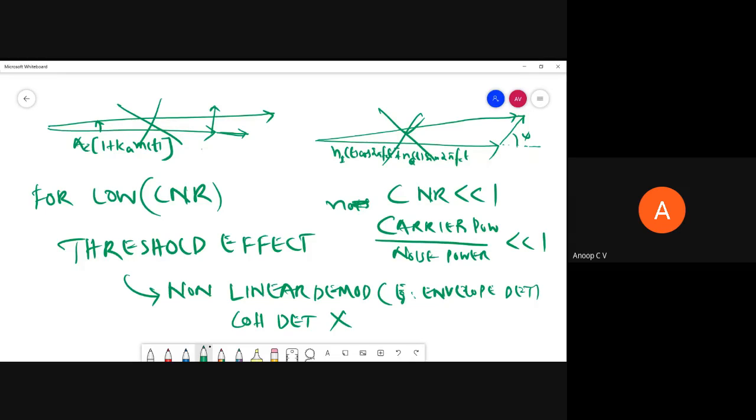If you want to reduce the carrier power, or literally suppress it, then you should go for complicated systems. So there is a trade-off here between system complexity and power. That's actually what the threshold effect is. We will study this threshold effect even in the FM receiver. In all non-linear demodulation systems, we have this threshold effect. Please do remember, whereas in a coherent detector, we don't have the issue of threshold effect.